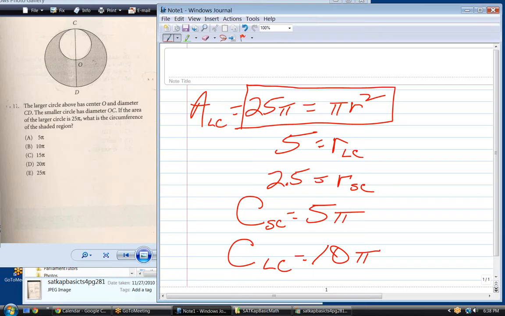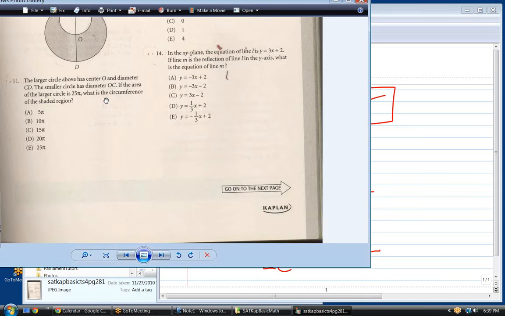So that's 15 pi. The key to this problem, this is a fairly difficult problem, but it's really all about, if you know the radius, you know everything. You know the areas, you know the circumference. You can figure out anything you want once you know the radius.